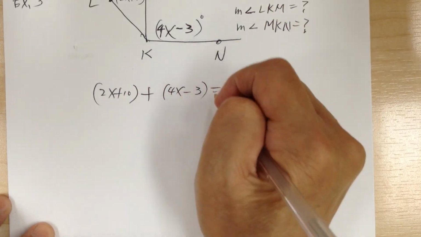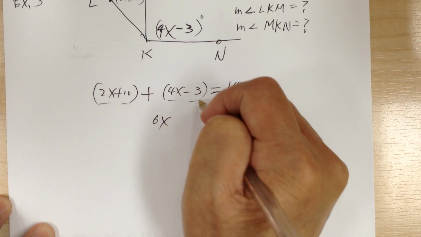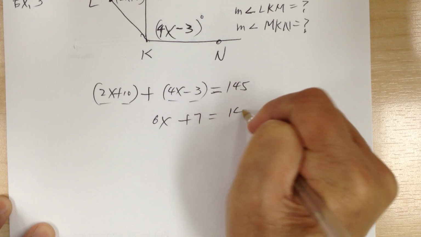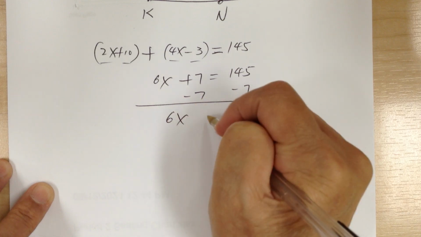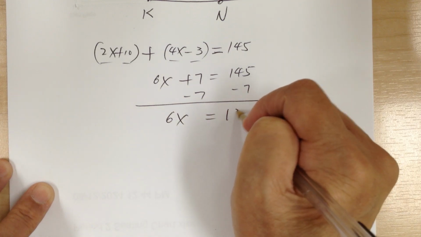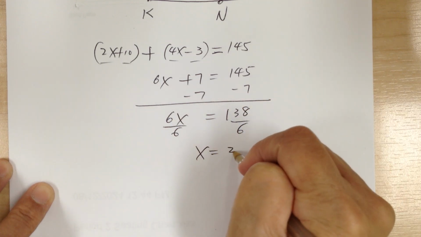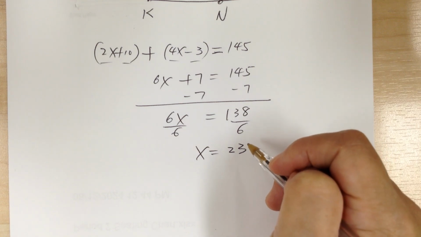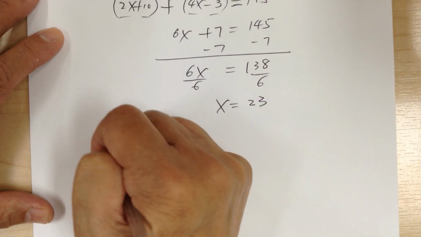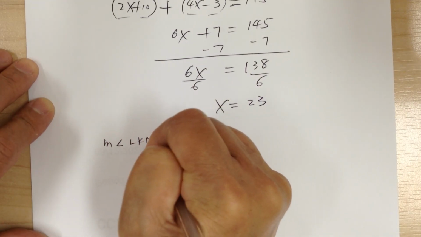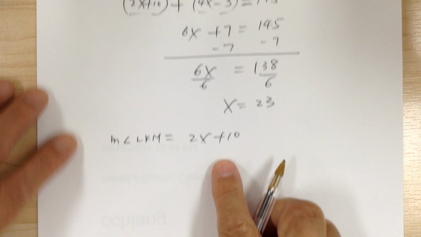Okay, that's what it's giving. First let's combine the like terms. 2x and 4x give me 6x. 10 and minus 3 give me plus 7. Use your algebra: minus 7 on both sides. So we get 6x equals 138, divided by 6, so x equals 23. Once you find x equals 23, now you can find each one. So the measure of angle LKM is equal to 2x plus 10. So you substitute.